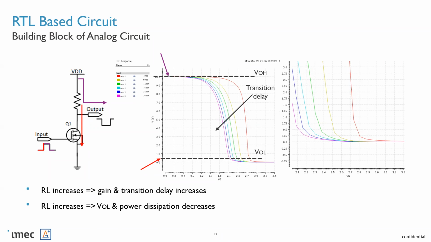But it also decreases the VOL and the power dissipation. So if we want to decrease the power dissipation, one option is that we can increase the resistance size, but then that comes with a penalty of transition delay. So basically, compromising between these two parameters by using a resistance makes it more challenging to have a GaN IC circuit.